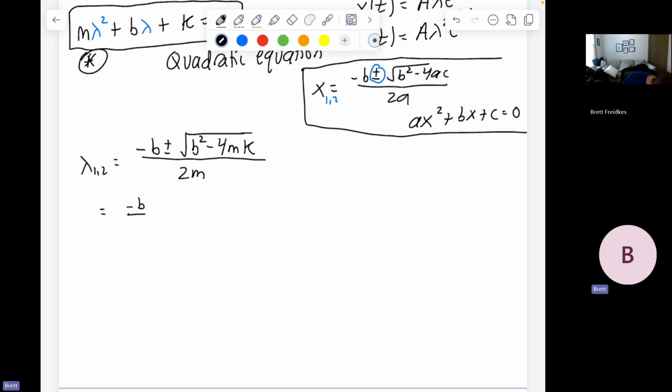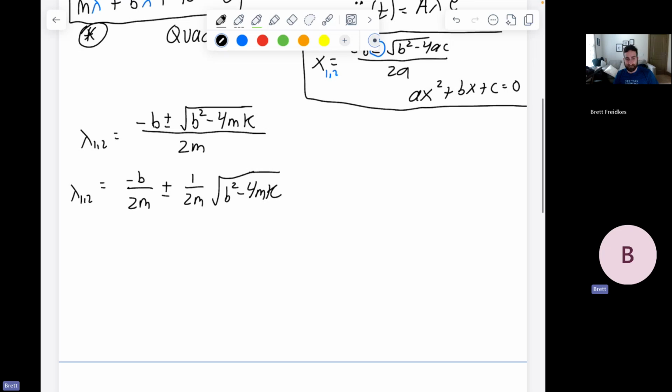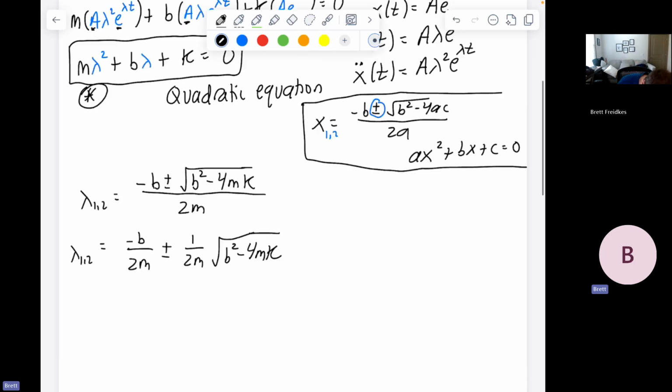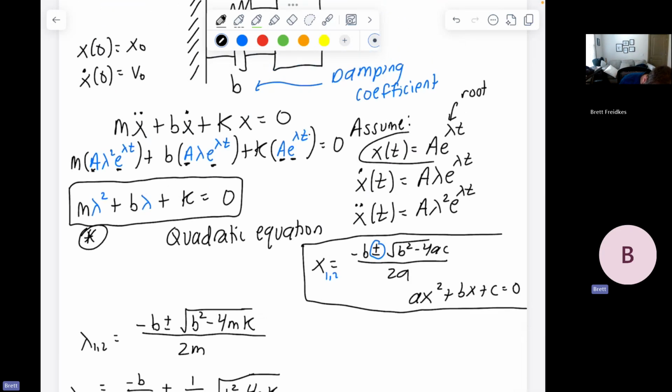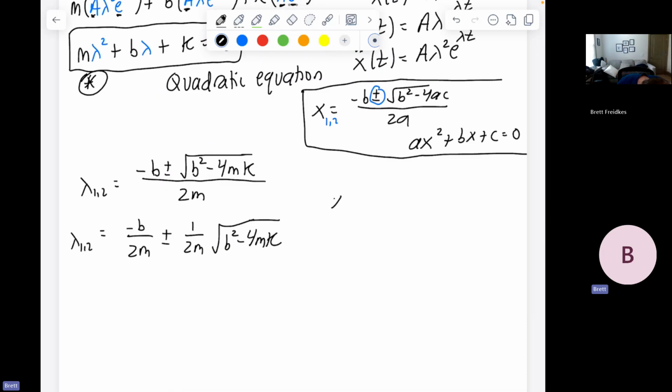And I can write this as negative b over 2m plus or minus 1 over 2m, the square root of b squared minus 4mk. And these are my two roots. And ultimately what we would do with those two roots is that we said originally that x of t was a e to the lambda t. So that means that one solution is some a1 e to the lambda 1t. Another solution is some a2 e to the lambda 2t.